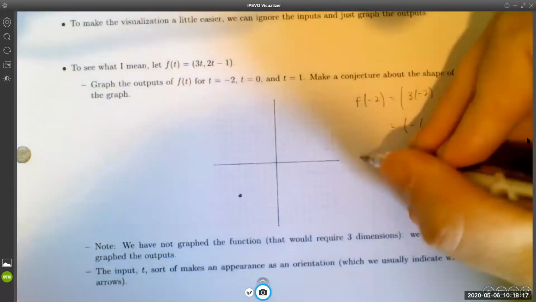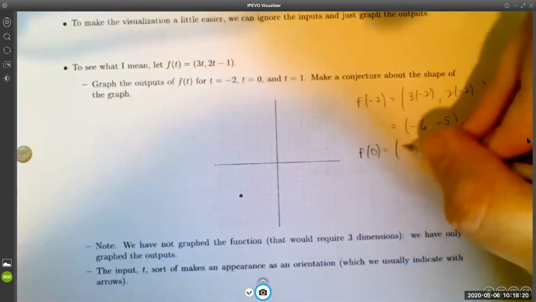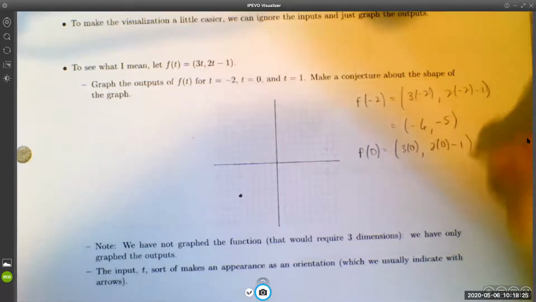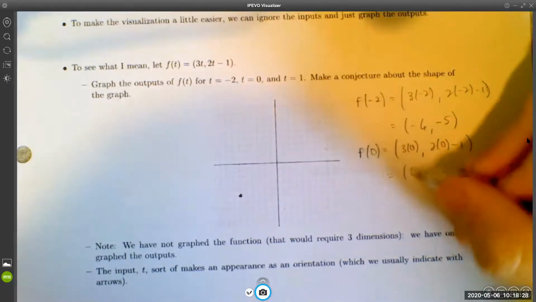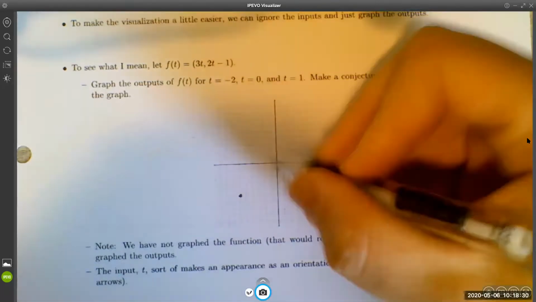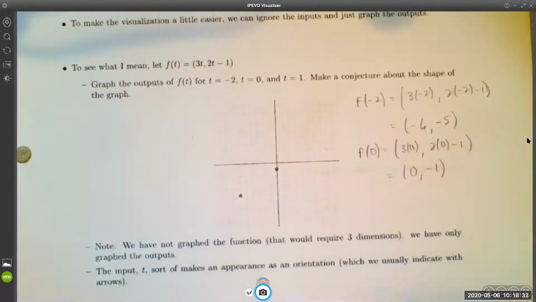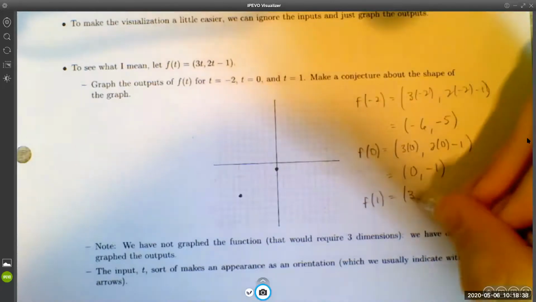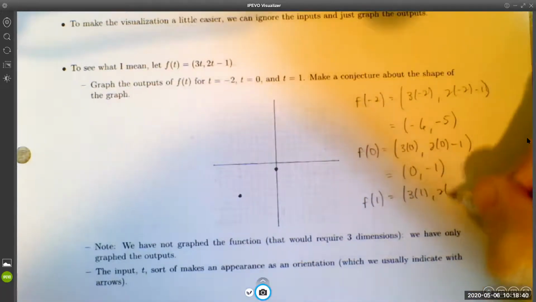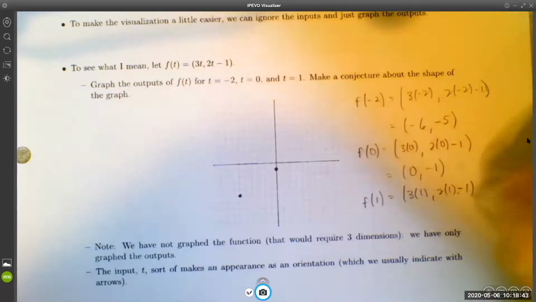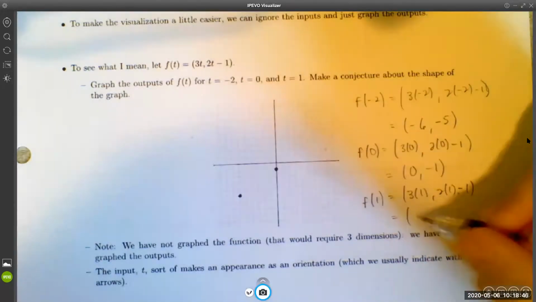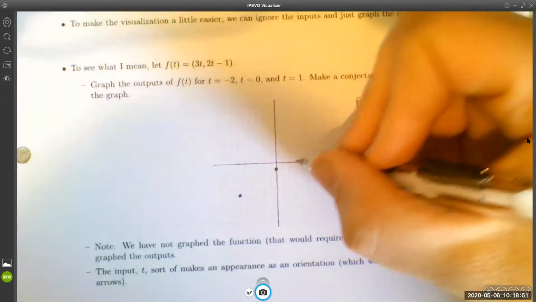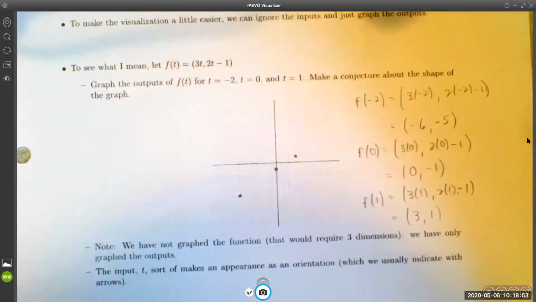When I plug in 0, f of 0 is going to be 3 times 0, comma, 2 times 0 minus 1. So that's going to be the point (0, -1), right there. And then when I plug in t equals 1, I'm going to have 3 times 1, comma, 2 times 1 minus 1. So that's going to be 3, and then 2 minus 1 is 1. So it's the point (3, 1). 1, 2, 3, 1. That's that point right there.